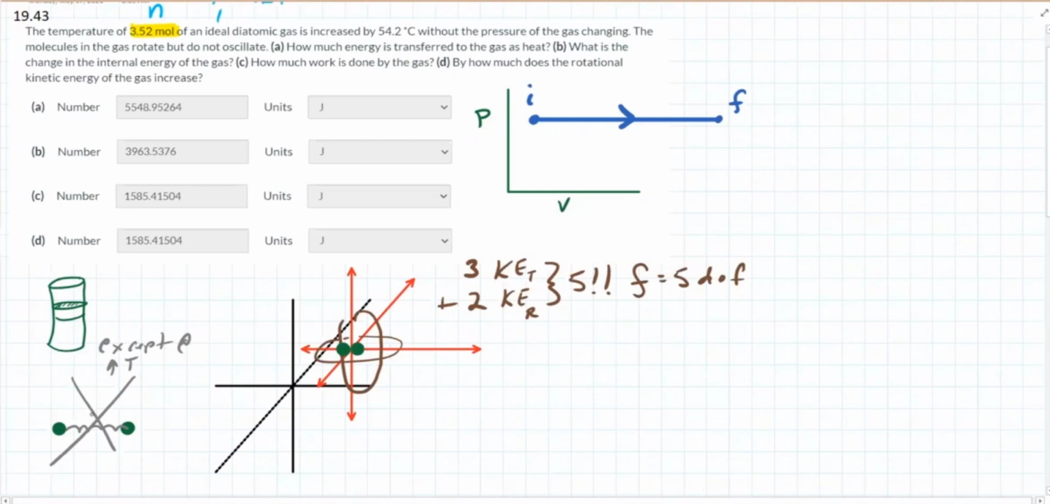So we have 5 degrees of freedom, 3 translational corresponding to X, Y, and Z, 2 rotational about 2 of those axes. And in fact, this problem says the molecules in the gas rotate but don't oscillate. So once again, we can safely not count this as the 6 degrees of freedom. So we only have 5. X, Y, Z, and then a rotational one, and then another rotational one.